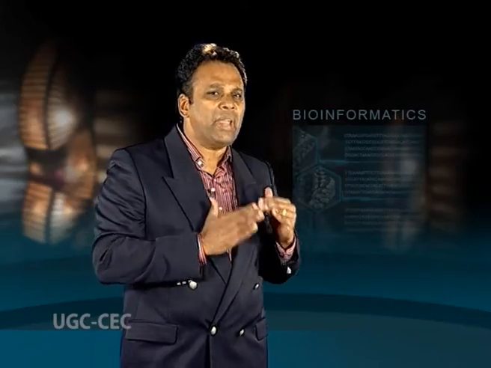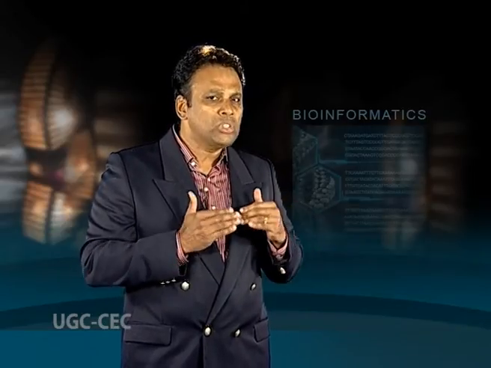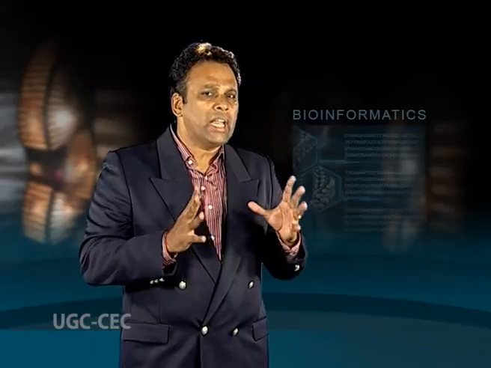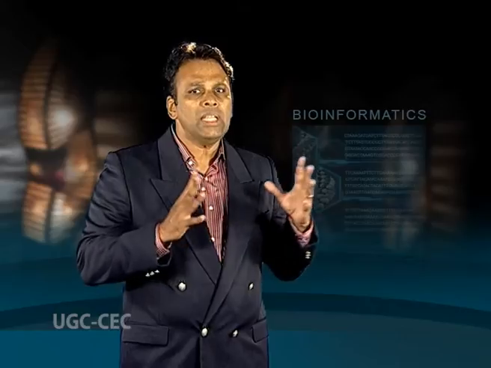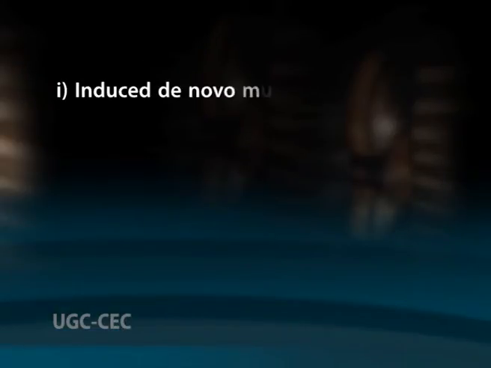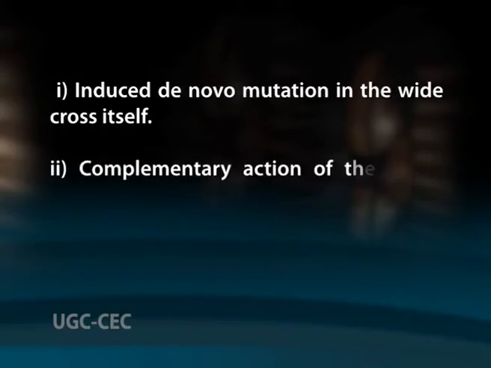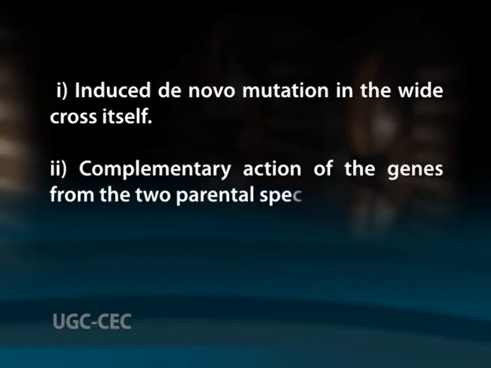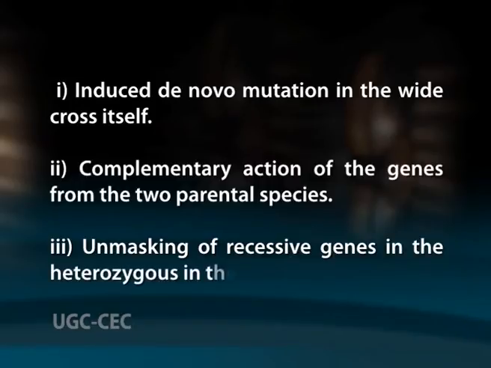Similar observations are made in quantitative traits such as yield. It is often observed in the progenies that are derived from interspecific transgression. There are 3 explanations for the interspecific transgression. 1. Induced de novo mutation in the wide cross itself. 2. Complementary action of the genes from the 2 parental species. And 3. Unmasking of recessive genes in the heterozygous state in the wild species.